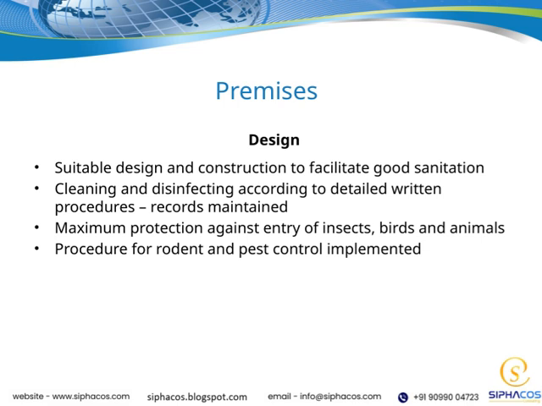Another critical aspect is protection against pests. Our design should maximize protection against the entry of insects, birds, and animals, which can compromise our sanitation and safety standards. To effectively manage pests, we must also have a clear procedure in place for rodent and pest control and ensure it's actively implemented. When considering the premises, all these elements come together to create a clean, safe, and compliant environment. Good design isn't just about appearance. It's about supporting our overall goal of maintaining high standards of hygiene and safety in every aspect of our operations.